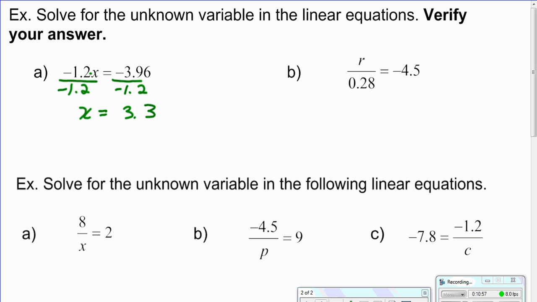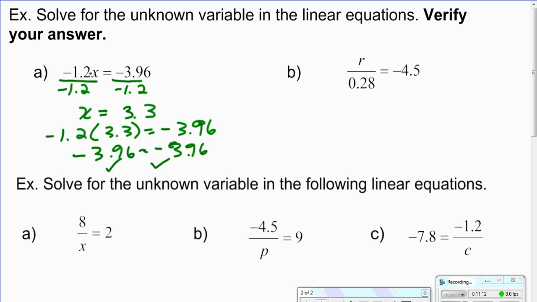Okay. Again, we could verify our answer by substituting. So negative 1.2 times 3.3 should give us negative 3.96. Negative times positive is negative. And when I calculate it, we get the same on both sides. So we're good. B, r is being divided by 0.28.